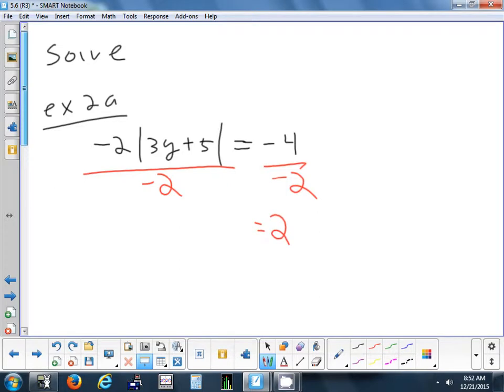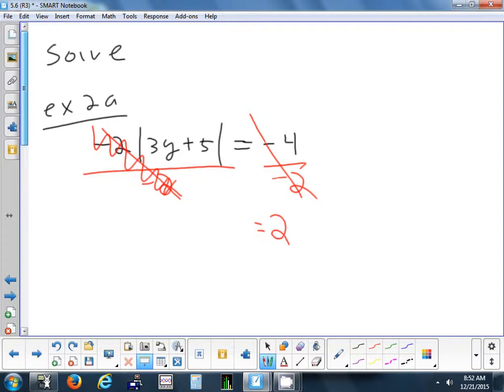What am I going to bring down? Chloe, what do I bring down? Because this cancels out now. I did my math over here and I got positive 2. What do I bring down? Because this is all gone now. I did the math over here, so I'm not worried about that anymore. I brought my equal side down. What else do I have to bring down? 3y plus 5.